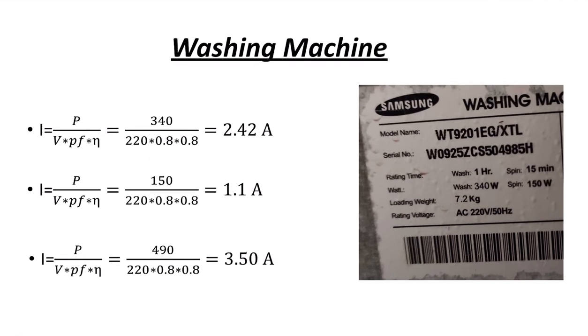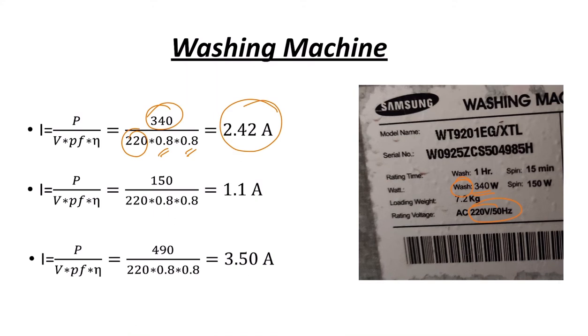The next device that you usually use in your homes is the washing machine. For a washing machine, it says 340 watts. It takes 340 watts to wash at 230 volts, 220 volts rather. So the current is 340 divided by 220, and the power factor is 0.8 and the efficiency is 0.8. So in case of washing, it takes 2.42 amperes of current.